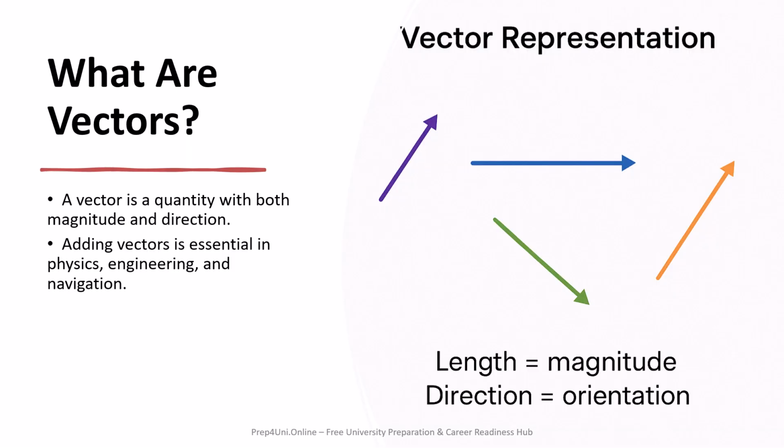In physics and engineering, vectors are everywhere, from forces to velocities to displacements. A vector is a quantity that has both magnitude and direction. To understand how objects move or interact, we often need to add vectors together. And there are 3 main ways to do it.